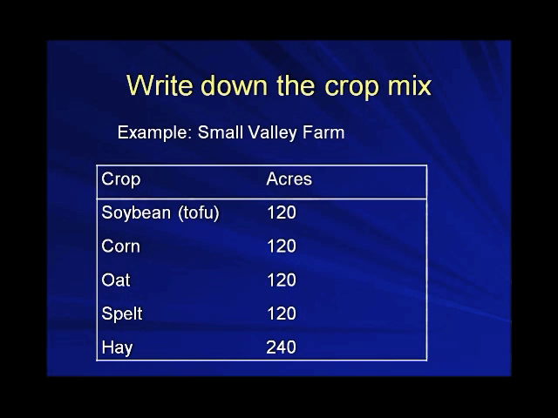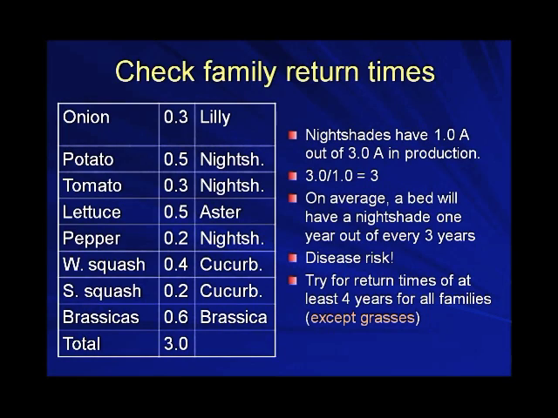An important step is to write down the crop mix. How much of each crop do you want to grow? How many acres, or if it's a small-scale farm, how many beds, how many square feet of each crop. This just shows an example from the book. It's a real simple example because I wanted to illustrate something. But you write down that crop mix.